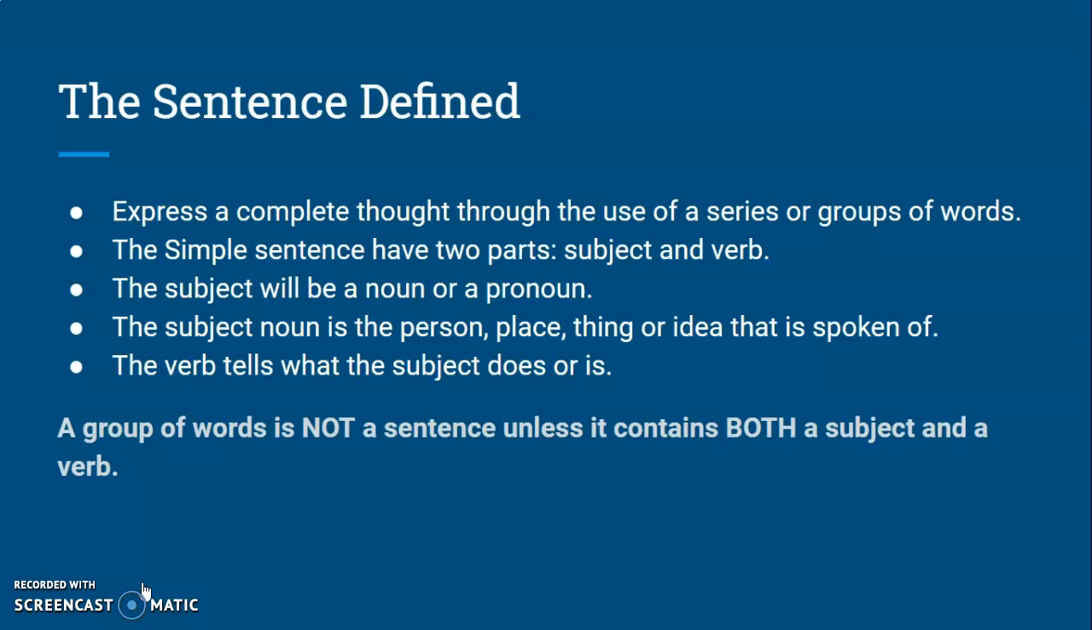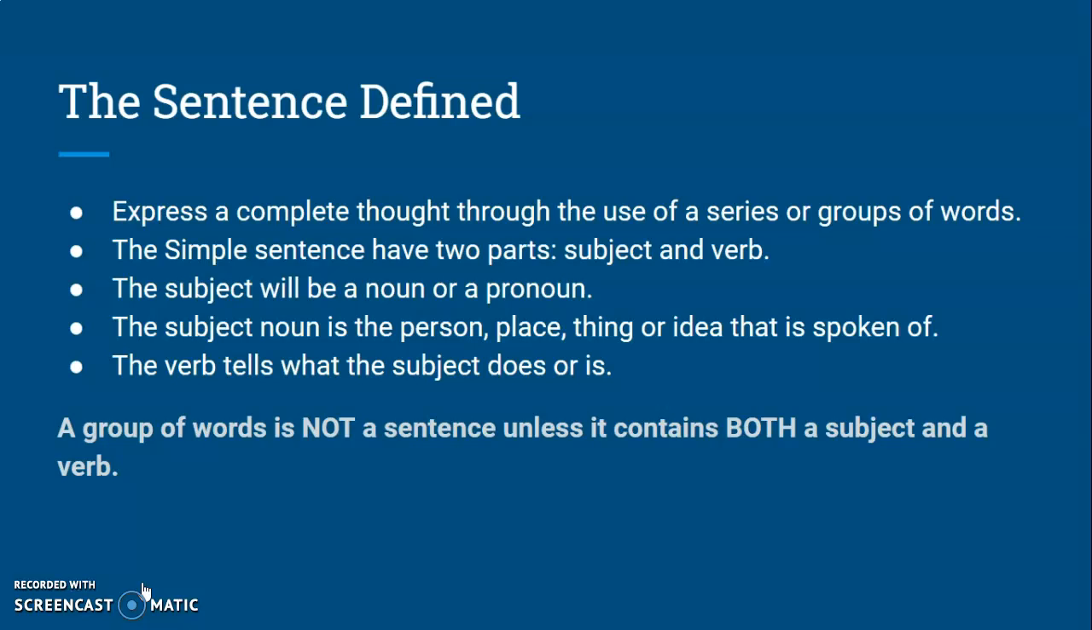The subject of your sentence will always be a noun or a pronoun. And again, we're going to get deeper and deeper into this because once you learn your parts of speech, you will know that certain parts of speech can act or operate as other parts of speech. The subject noun is the person, the place, the thing, or the idea that the sentence is speaking of.